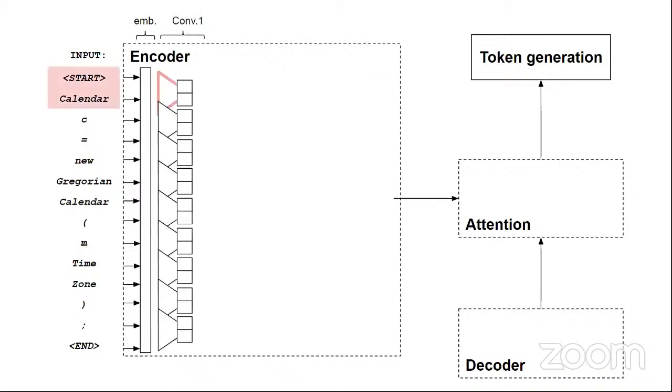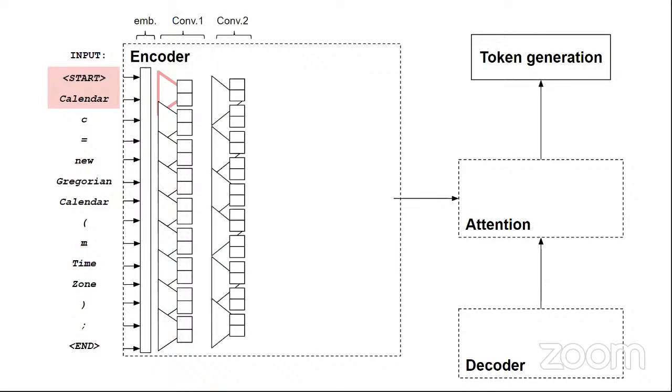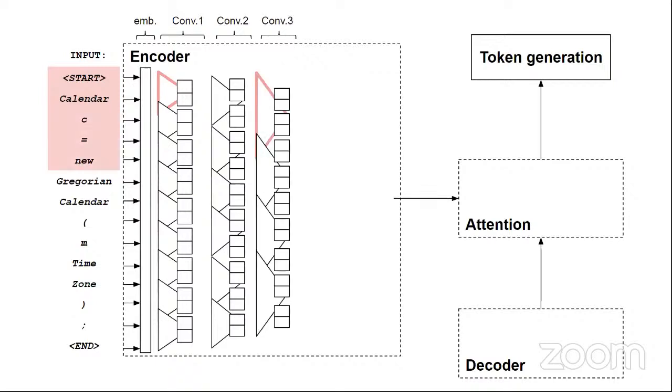In this example, we have a first convolutional layer that has a small kernel size. Therefore, it will encode relations between closely related tokens. For example, the first layer in pink here will encode the relation between the tokens start and calendar. So this represents information at a very low level. Then we continue to add layers of different kernel size. You can see here the third layer has a larger kernel size and will therefore encode relations between more distant tokens. In this case, we cover the tokens from start to calendar, C, equal, and new.